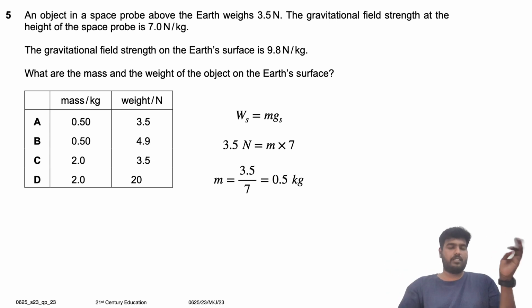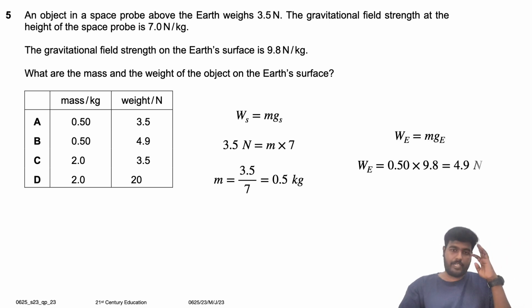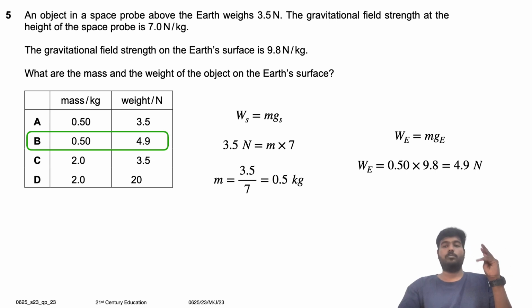Now what's the weight on the earth's surface? Again using the same equation, W equal to mg, mass is 0.5, g is 9.8, then it's 4.9 Newton. So option B.